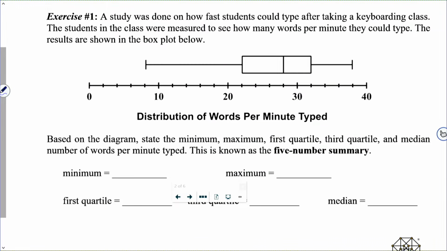A study was done on how fast students could type after taking a keyboarding class. The students in the class were measured to see how many words per minute they could type. The results are shown in the box plot below. Based on the diagram, state the minimum, maximum, first quartile, third quartile, and median number of words per minute typed. This is known as the 5-number summary.